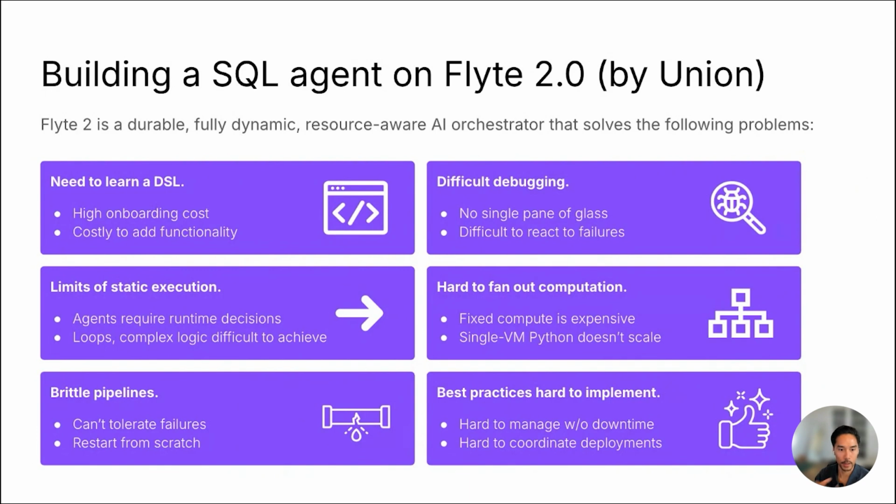It can help with massive fan-outs. So it's hard to parallelize. Let's say the agent has to do some research and it has to fan out and do a bunch of web calls, right? So it helps with that. And it helps with the problem of the fact that best practices are hard to implement. And so we've baked into the platform and the SDK many of the best software engineering practices that we've seen when it comes to ML and AI.